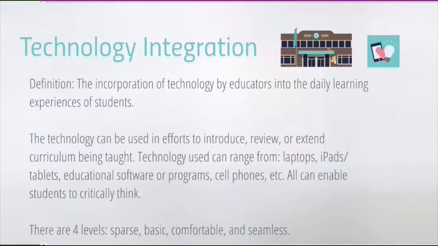There are 4 levels of technology integration. The first one is sparse. Sparse means that technology is rarely used in the classroom. The next is basic. Basic means that technology is used occasionally, but the students may only feel comfortable with 1 to 2 tools. The next is comfortable. This means technology is used on a fairly regular basis. And the fourth is seamless, which means technology is used daily, and the students are comfortable enough to operate it themselves.